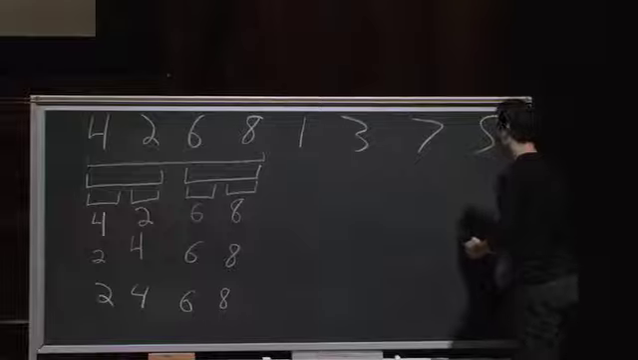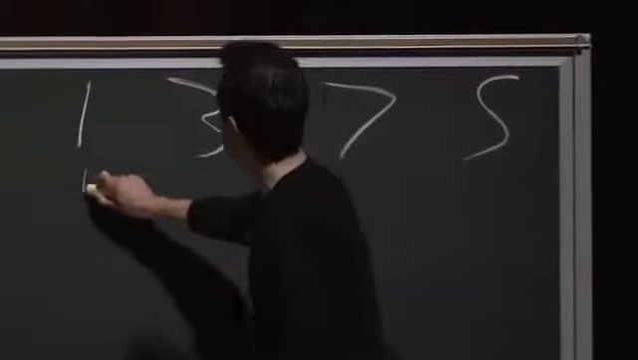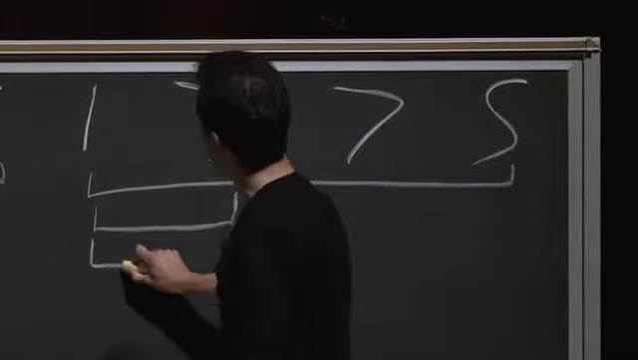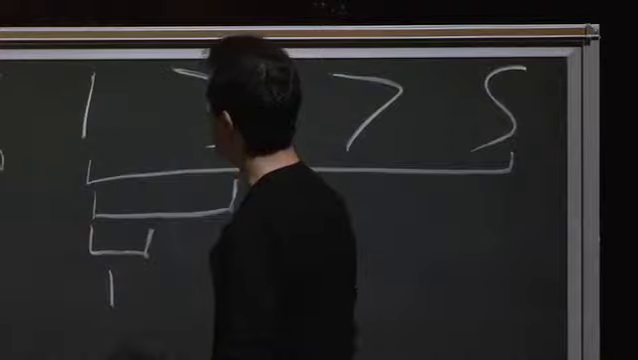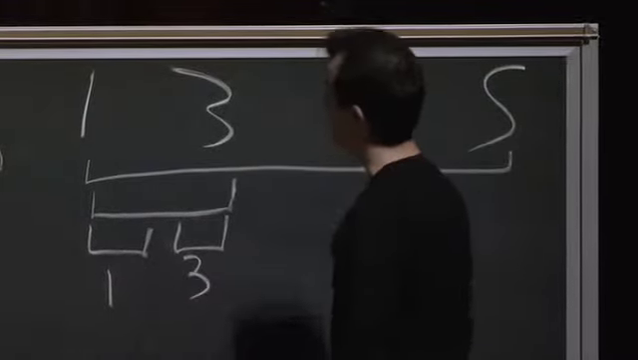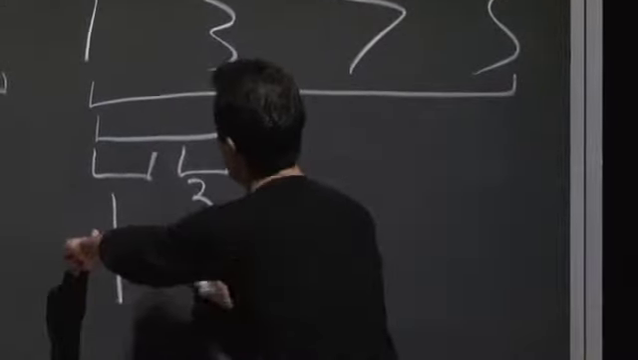Now I'll do this a bit more on automatic pilot so that it doesn't get too tedious, but let's do the same thing. Here's the right half. Here is the left half. Here's the left half of the left half, which is a trivial list of 1. Here's the right half of the left half, trivial list of 1. Now I have to do the merging, so I do pointer, pointer. I end up getting 1 and 3.